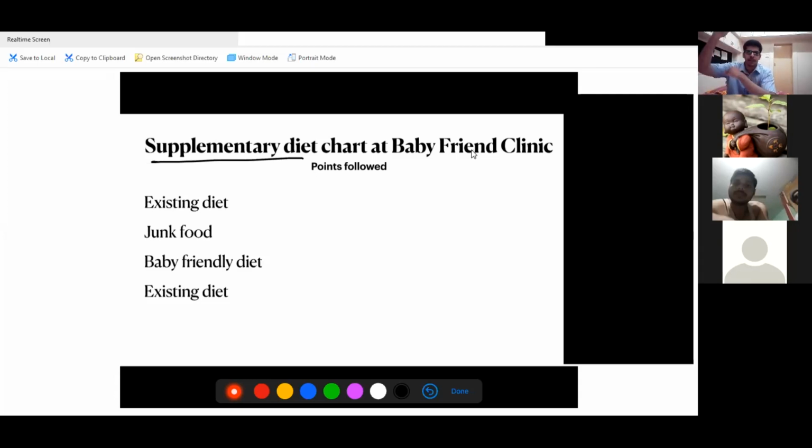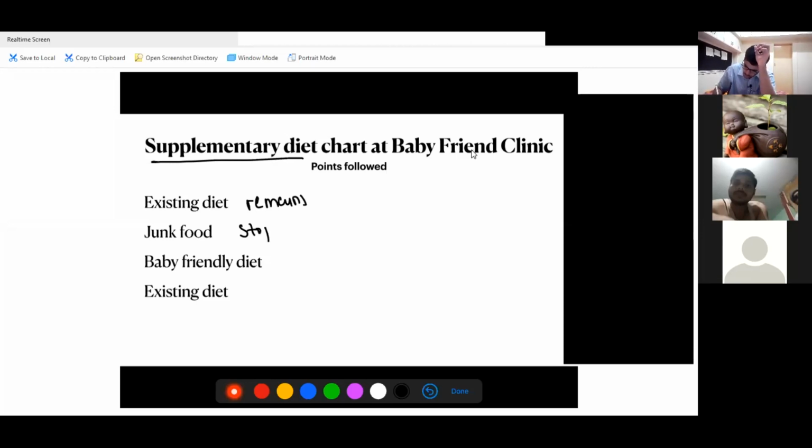So we are not going to make a big diet chart. Whatever the child is eating, we know he's deficient, it's a wrong diet. But whatever he's eating, on that we will add some food items. So the existing diet remains. Existing diet remains. Junk food should be stopped.